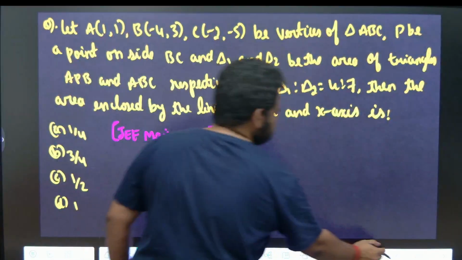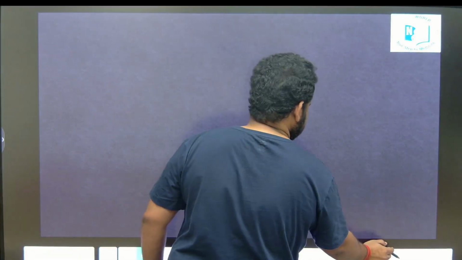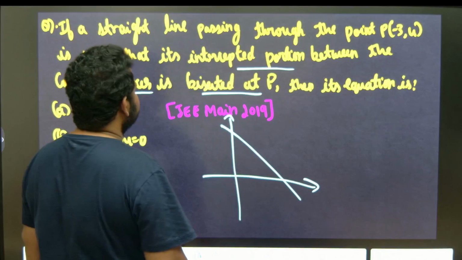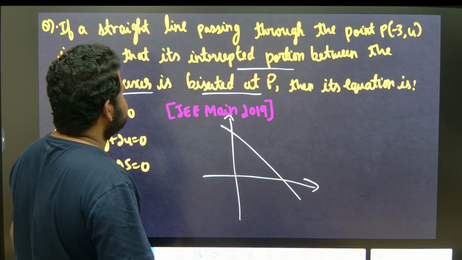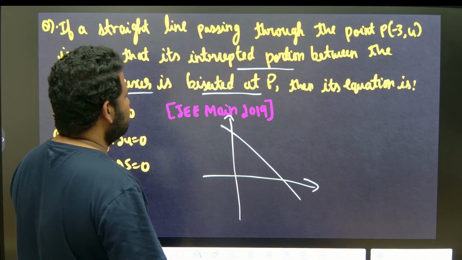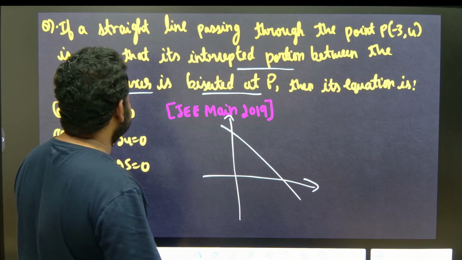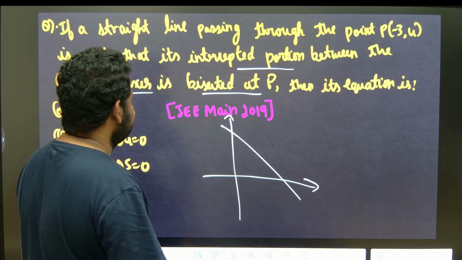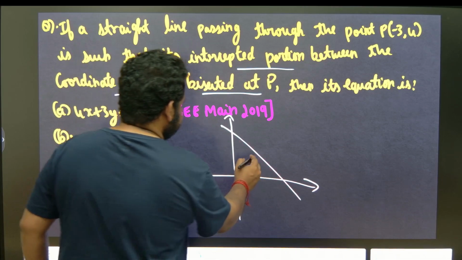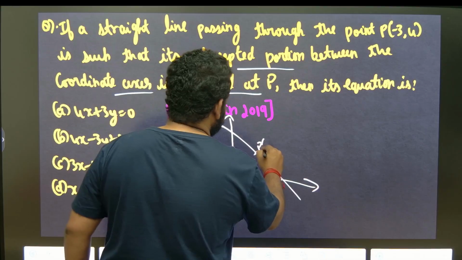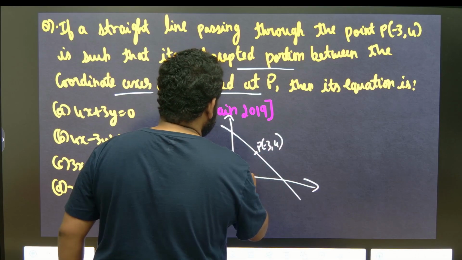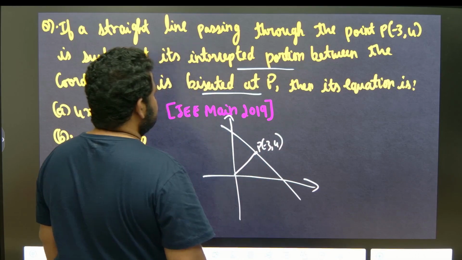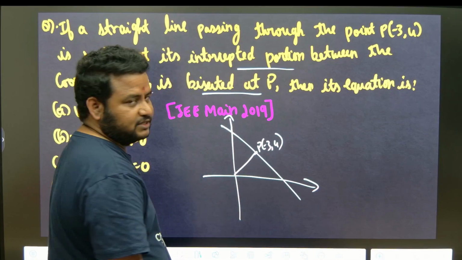You must be knowing. Now if you look at this question, they are telling if a straight line passing through the point P minus 3 comma 4 is such that its intercepted portion between the coordinate axes is bisected at P, P minus 3 comma 4, then its equation is given by what they are telling.